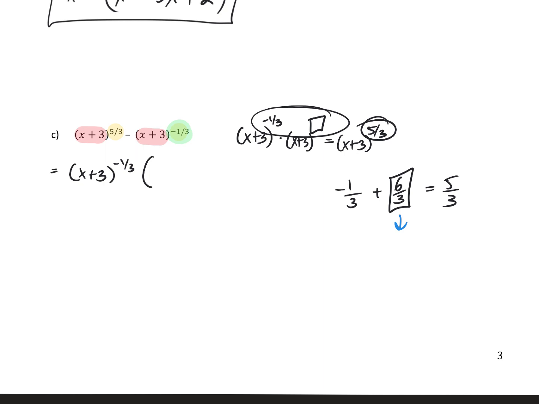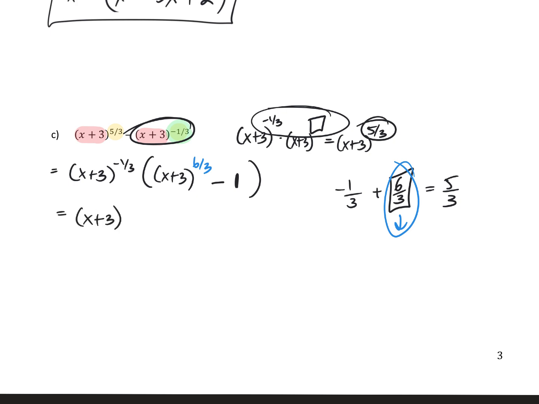So, okay. Remember, we still have that x plus 3 left. We just have a new exponent of 6/3. Minus, and then we factor this whole thing out, so what's left? Just a positive 1. Okay, so let me write this out again. We have x plus 3 to the negative 1/3 times x plus 3 to the, well, I could simplify that, that would be 2, minus 1.